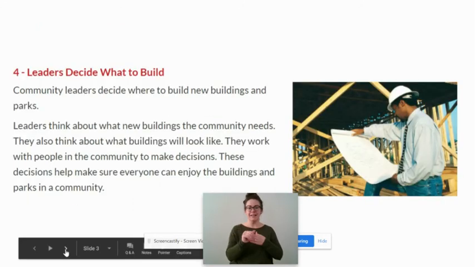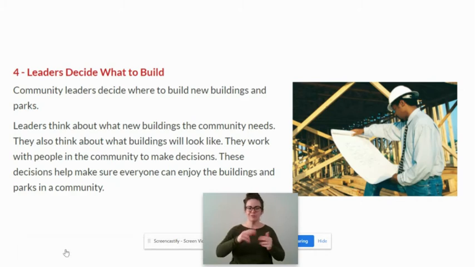Leaders also decide what to build. So community leaders decide where to build new buildings and parks. Leaders think about what new buildings the community needs. They also think about what buildings will look like. They work with people in the community to make decisions. These decisions help make sure everyone can enjoy these buildings and parks in a community.